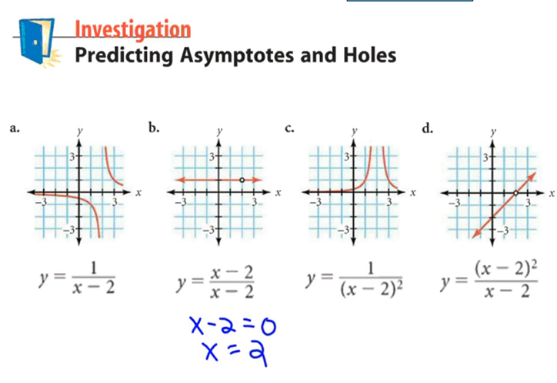But we just learned the rule for the hole: if this value makes both the numerator and denominator 0, then it's not a vertical asymptote, it's just a hole. And of course, if we plug in 2 to the numerator, it also equals 0. And so that's why that hole exists right there.